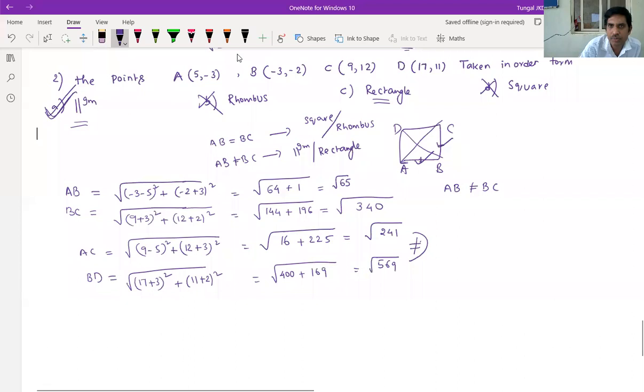Understood? Yes, parallelogram. It is a parallelogram, right? Right. Understood?